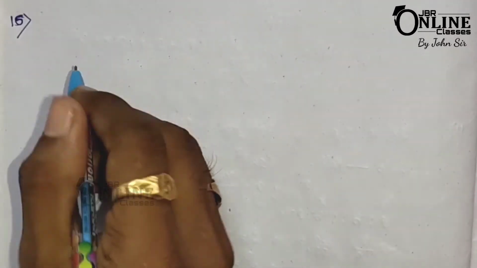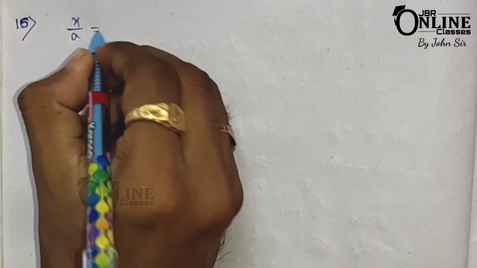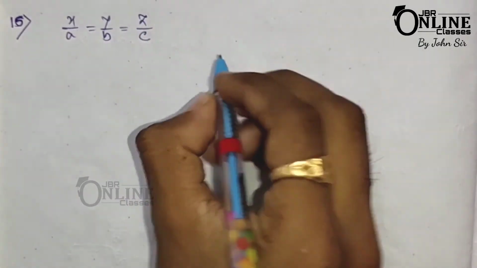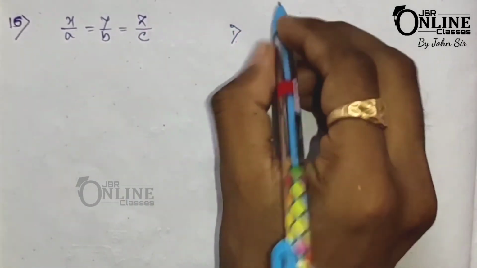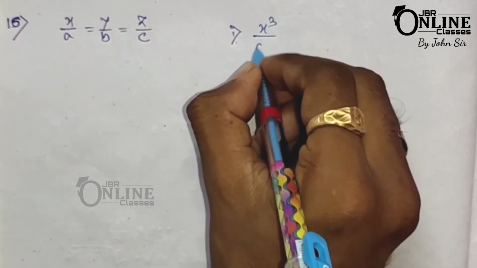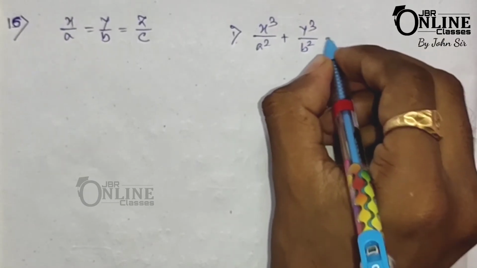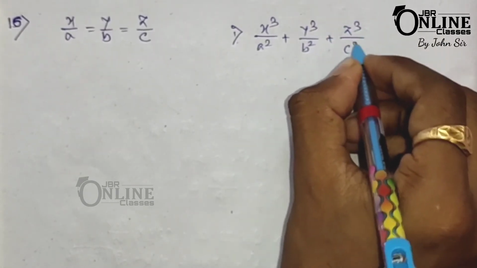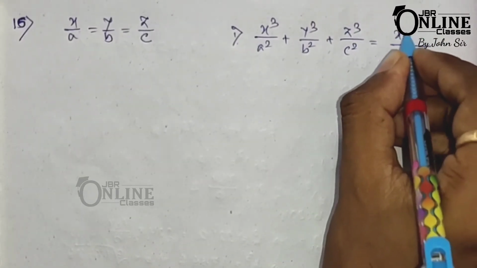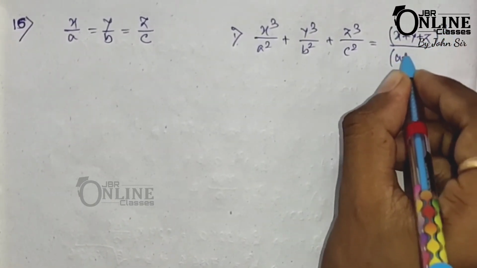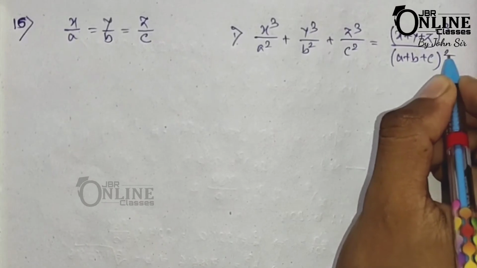Sum number 16. In sum number 16, x by a equal to y by b equal to z by c. Then you have to prove that the first one: x cube by a square plus y cube by b square plus z cube by c square equals x plus y plus z whole cube by a plus b plus c whole square.